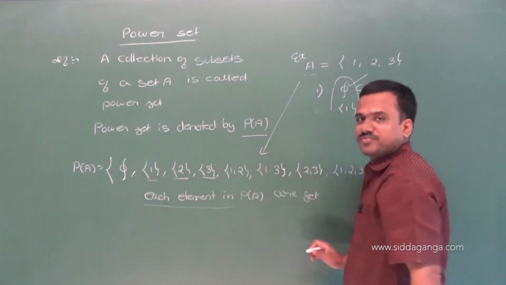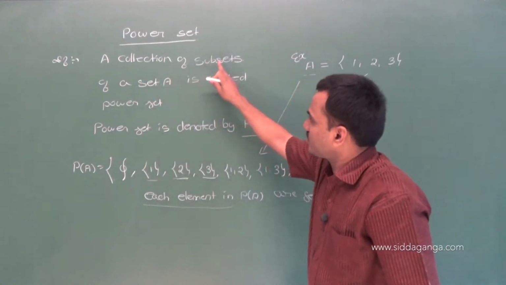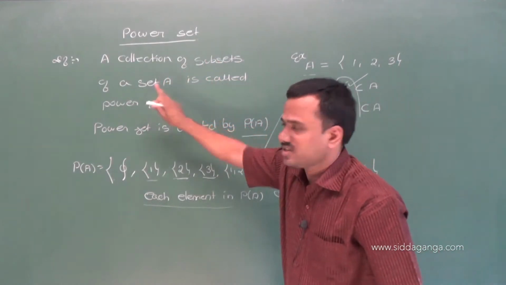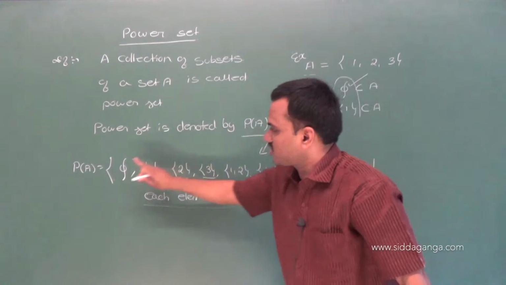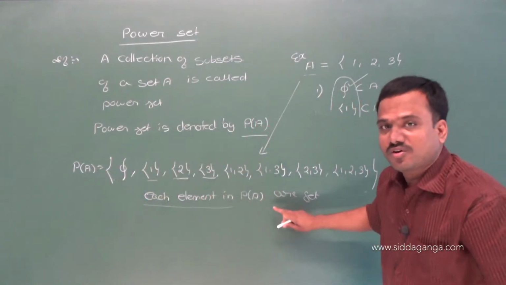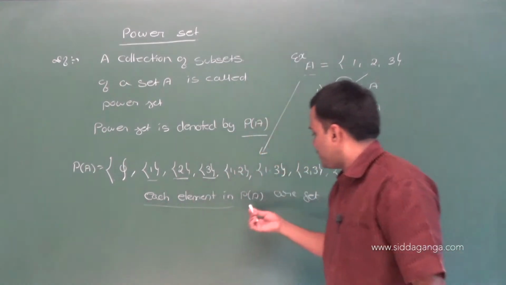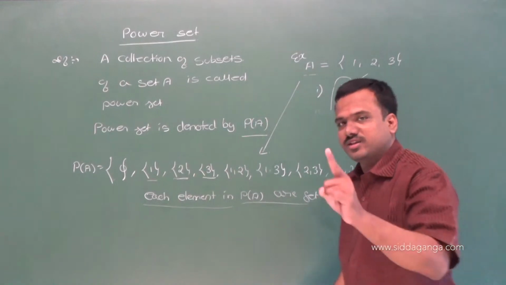It is a set. Clear? So power set means it is a collection of subsets of a set A. So power set is denoted by what? P of A. So each element in P of A, very important point. Once again I say that each element in P of A are nothing but what?